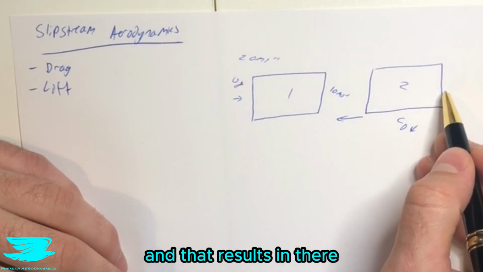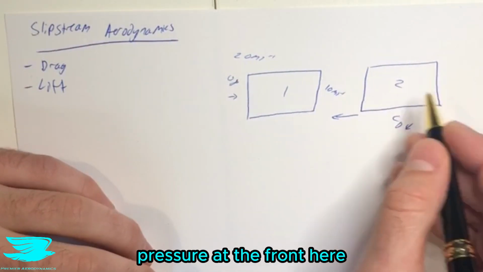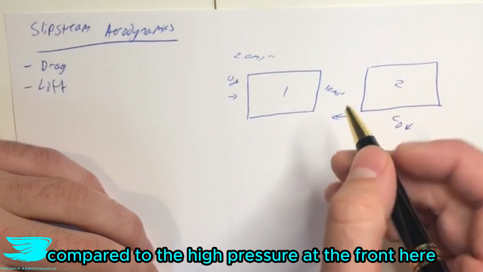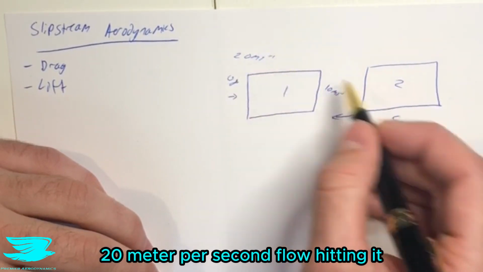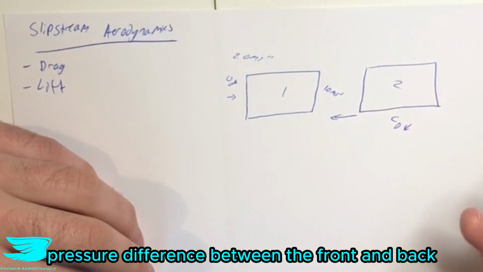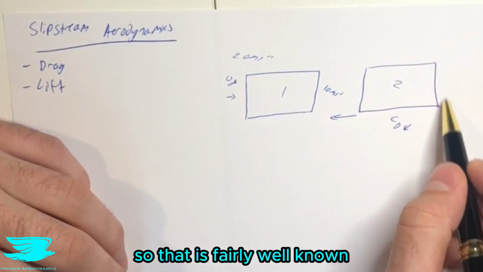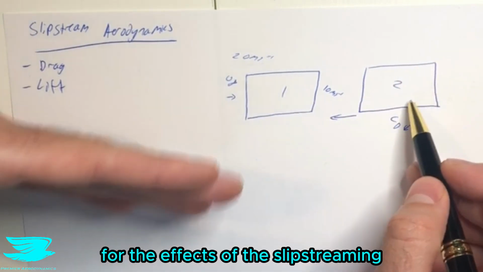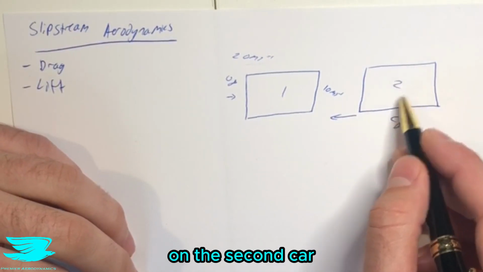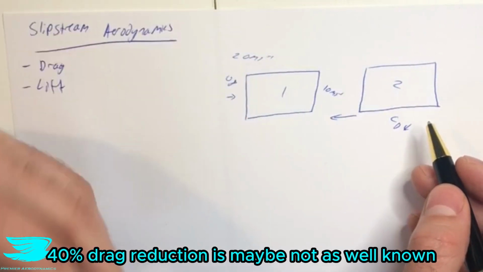That results in there being less pressure drag, because there's not nearly as much stagnation pressure, high pressure, at the front here, compared to if there was 20 meters per second flow hitting it. So that results in a lower pressure difference between front and back, which then results in a lower drag, a lower force. So that is fairly well known, the effect of slipstreaming on the second car, although the magnitude of about 30-40% drag reduction is maybe not as well known.